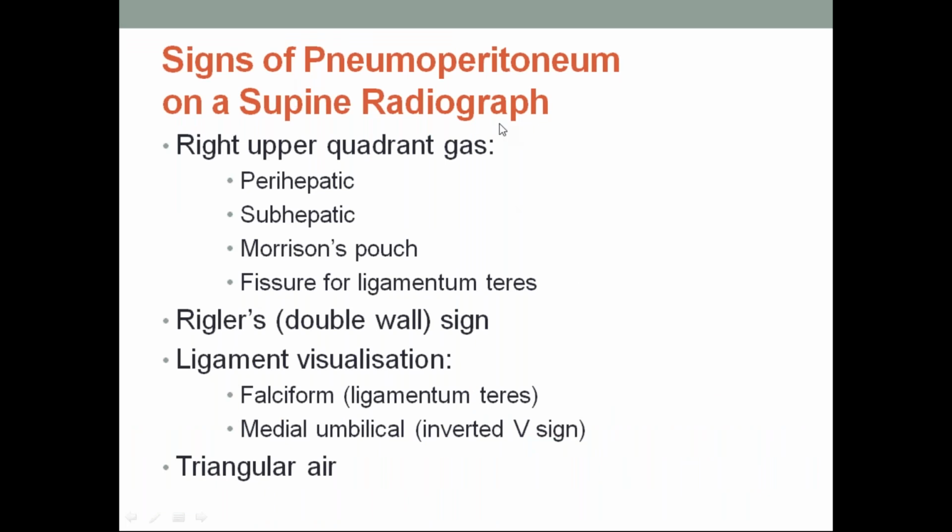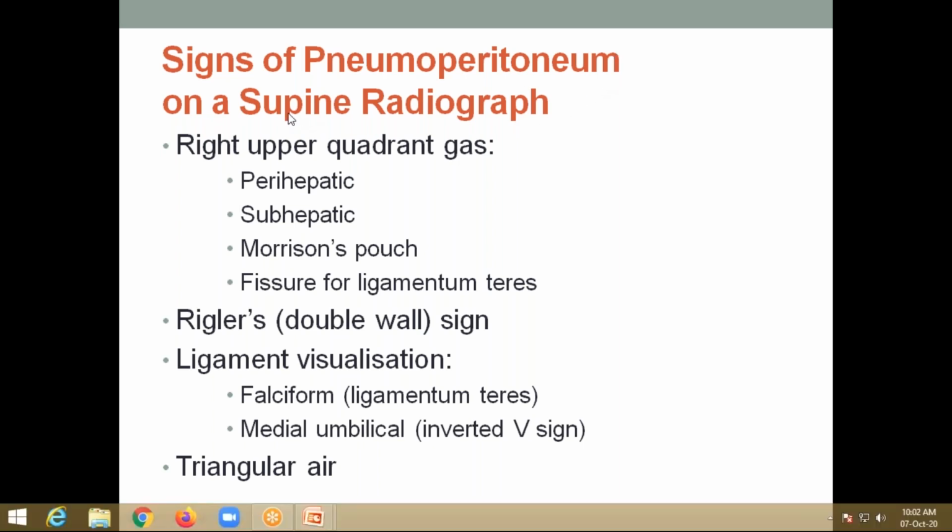Coming to the signs of pneumoperitoneum on a supine radiograph. These are all very important from your exam point of view, and you have to know all the signs of these. What is the inverted V sign, what is Morrison's pouch sign, what is the double wall sign, and how the falciform ligament and all things. First, I will go one by one.